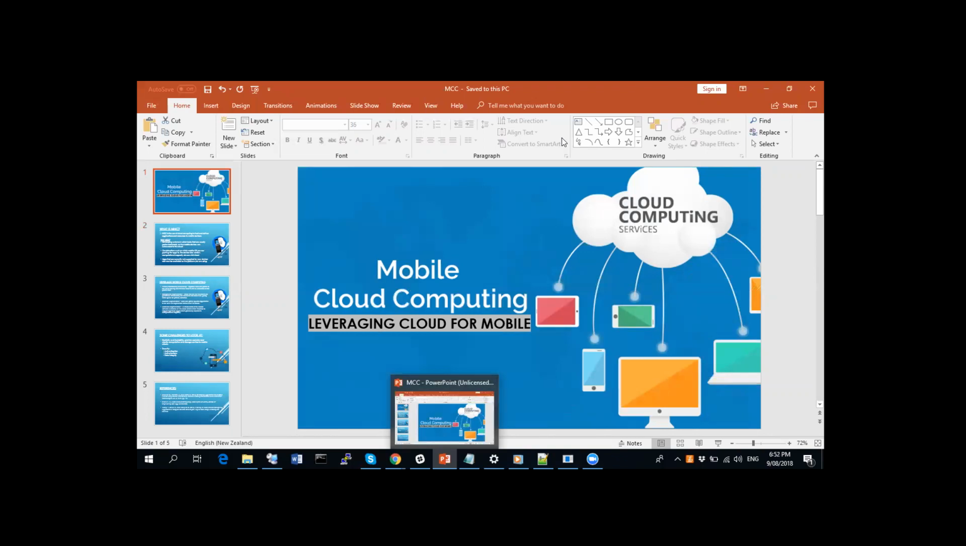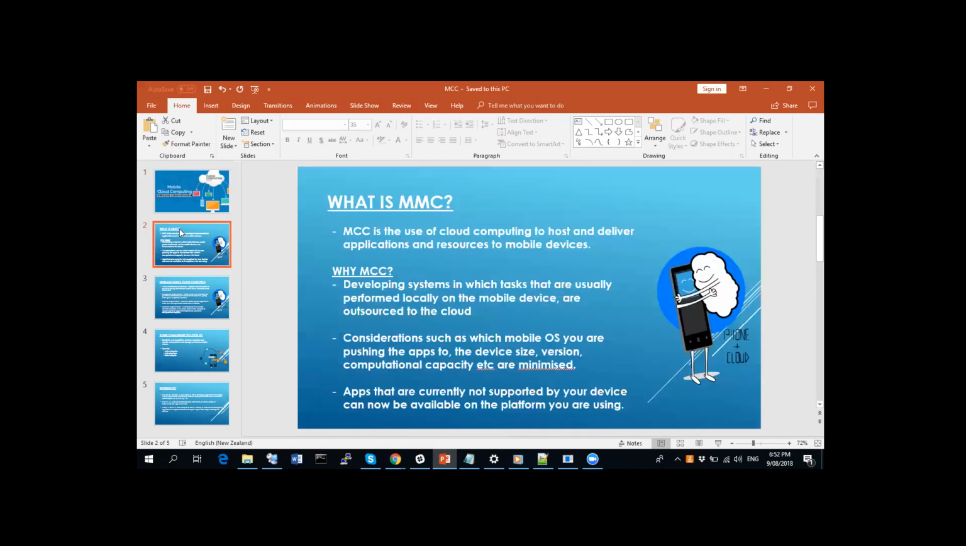Good. Okay, so mobile computing, I am focusing on leveraging the cloud for mobile. What is mobile cloud computing? It's the use of cloud computing to host and deliver applications and resources to mobile devices. As you all know, cloud computing is using scalable computer technology over the internet. So this is just an extension of that with the use of mobile devices.